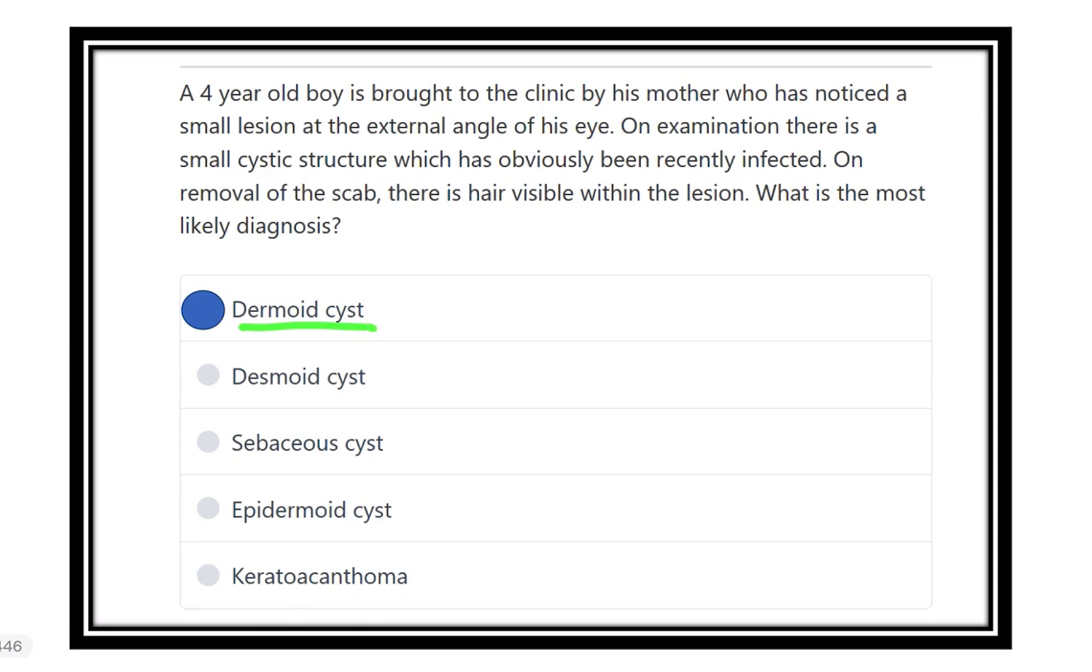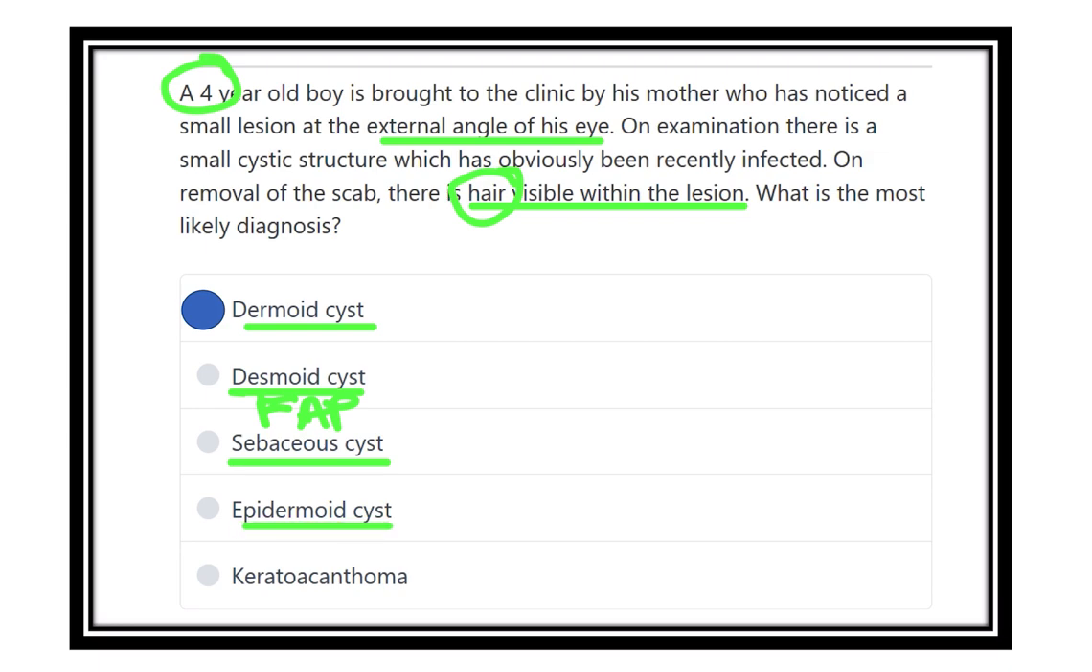Our answer is the dermoid cyst. Why? First of all, it is in a child. Second, it is at the embryonic fusion line, which is the external angle of the eye, and also hair is present. Here we can see the hair present. So the answer is the dermoid cyst. The desmoid cyst is totally different, and usually presents in case of FAP, familial adenomatous polyposis coli. In case of sebaceous cyst, usually a punctum or sebum material is present within the cyst. And in case of epidermoid cyst, there is a keratin plug present, and keratoacanthoma is different from this clinical feature.